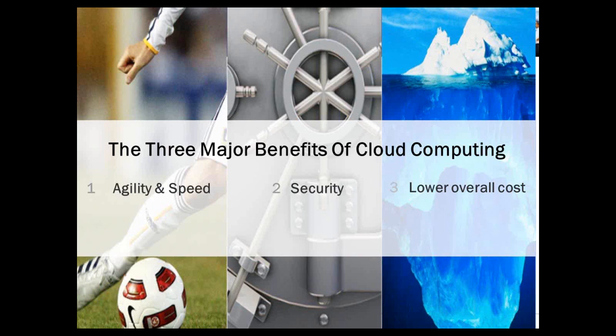And then the third major benefit of cloud computing is lower overall costs. On-premises software has many costs. There are large upfront software costs, which many companies have a tough time swallowing. Then, of course, there's the cost to implement. Usually, implementation costs as much as the software.